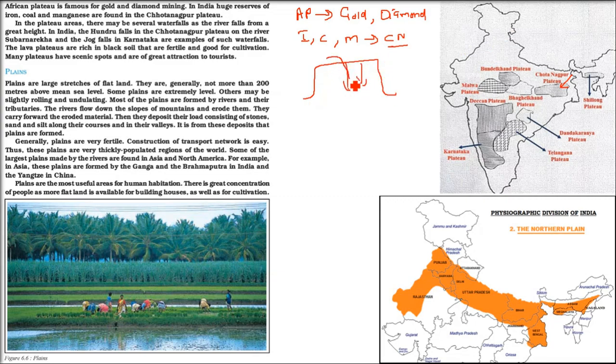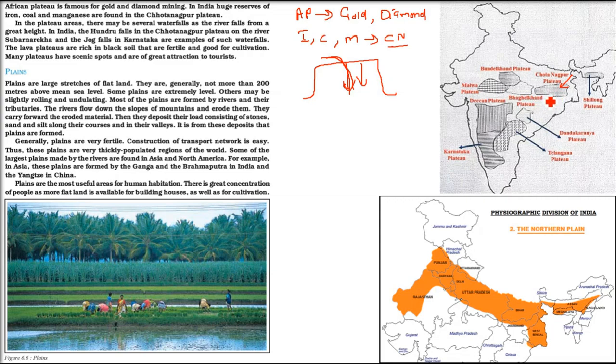And in plateau areas, we have a lot of waterfalls, because we have rivers there and they come down from a great height. If you go to the Chota Nagpur plateau, we have Hundru Falls, on the river Swarna Rekha.